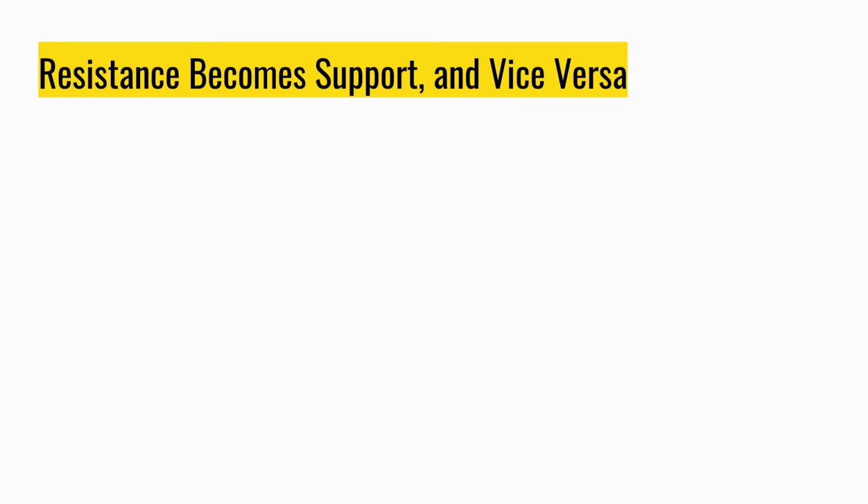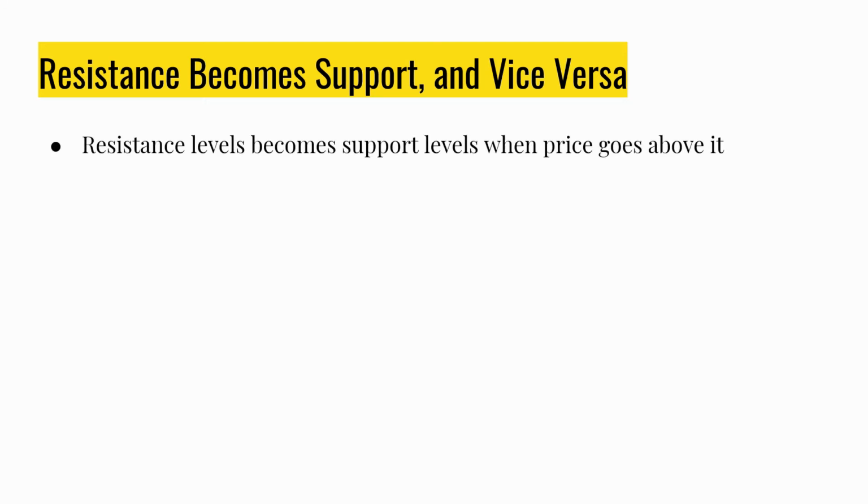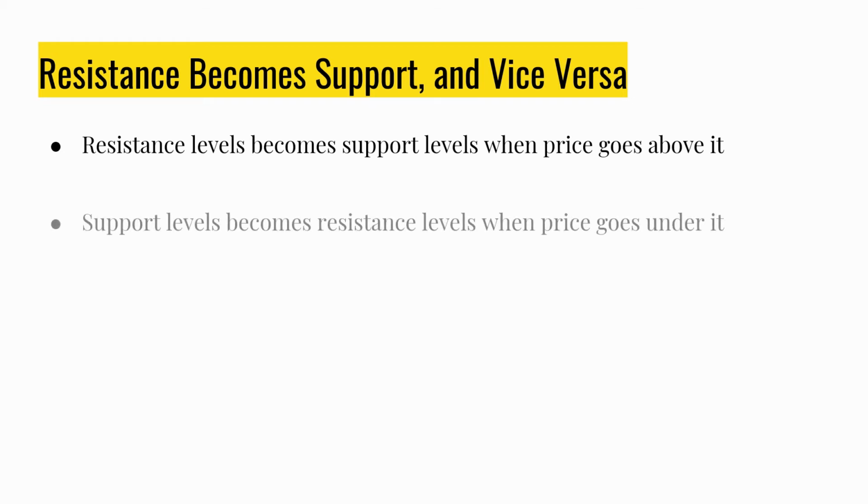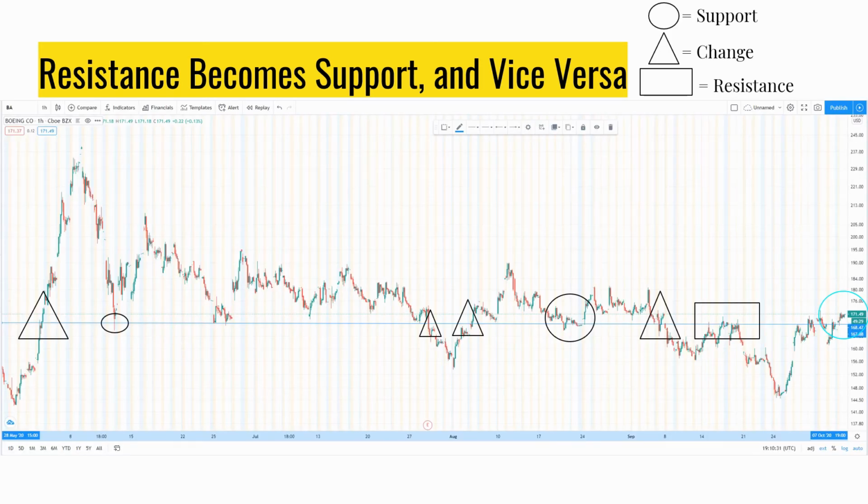Now, let's move on to the idea that resistance becomes support and support becomes resistance. So when does this happen? A resistance level becomes a support level when the price breaks through it and goes above the resistance level. A support level becomes a resistance level when the price is able to break through the support level and go below the resistance level. If you're confused by what I just said, don't worry. This example will help you conceptualize what I just covered.